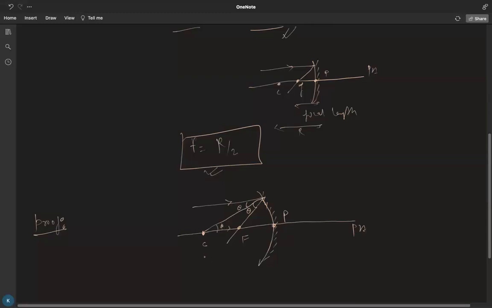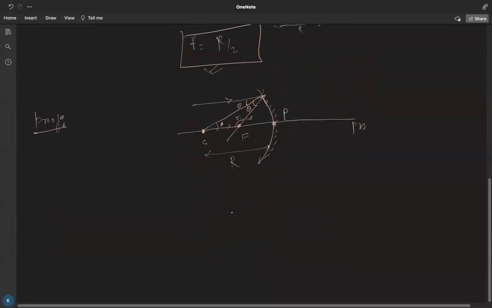Let us assume the distance of the center from the pole is r. Okay, so let's start solving. What is this angle? This angle is nothing but pi minus 2 theta. Why? Because the sum of all angles of a triangle is equal to pi.